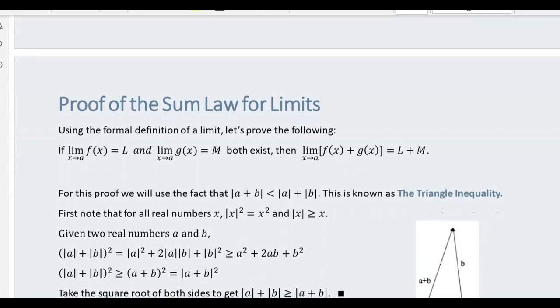In this video, we're going to extend the ideas about the formal proof or the formal definition of a limit to prove one of the limit laws that we were using last week, specifically the law of sums of limits.